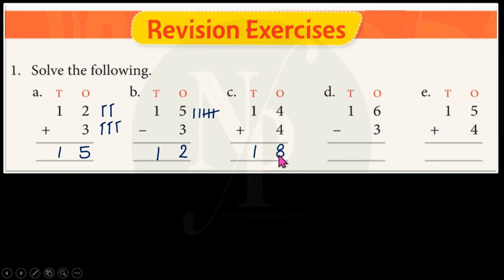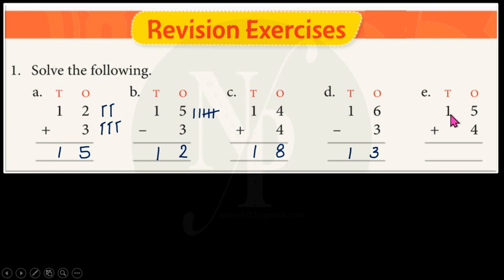Coming to D, this is a subtraction problem. We have a minus sign here. We have to subtract 3 from 16. So first we subtract 3 ones from 6 ones, or simply subtracting 3 from 6 we get 3. Here in tens place we subtract 0 from 1 and we get 1. Therefore 13 is the difference of 16 and 3.